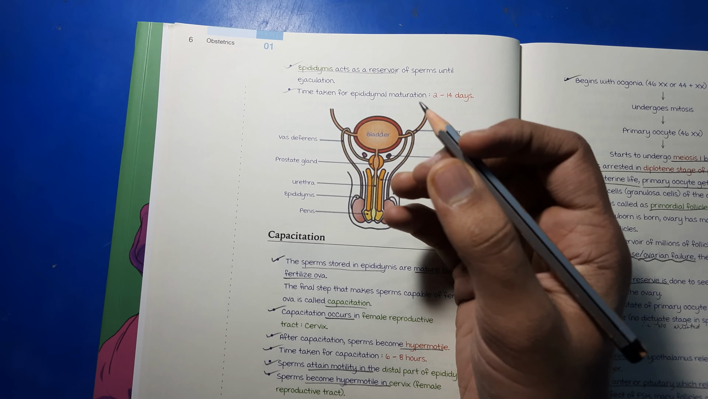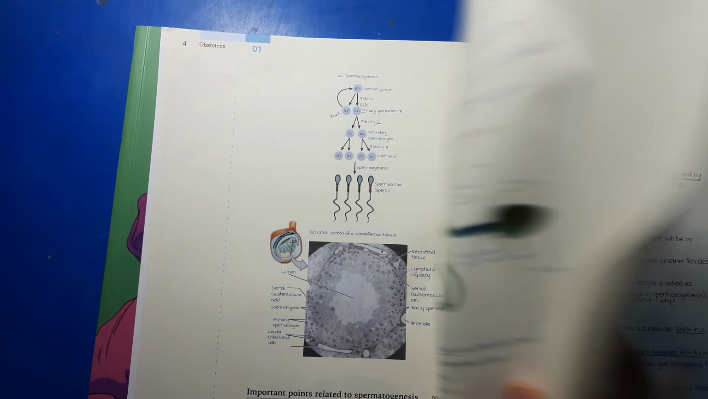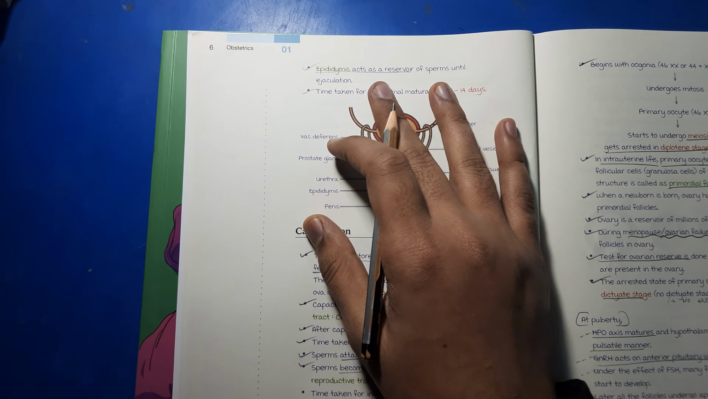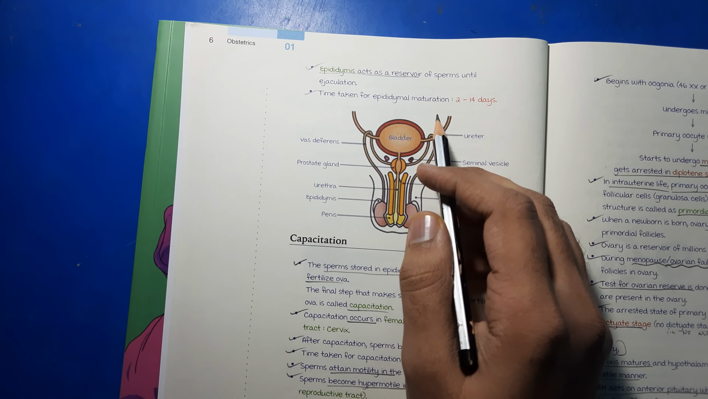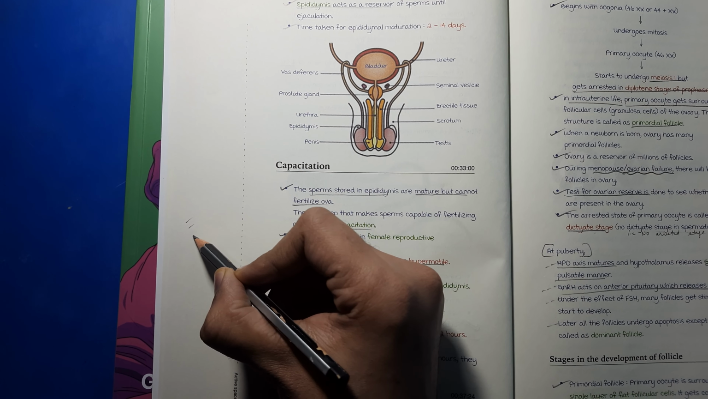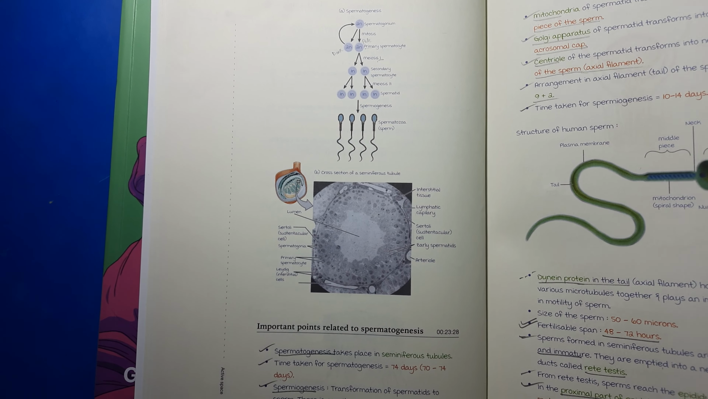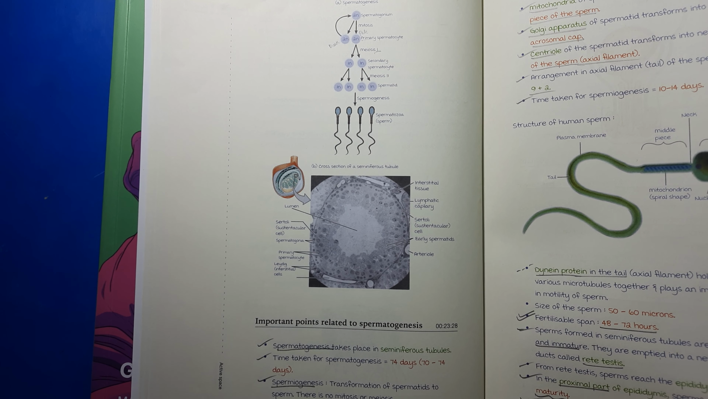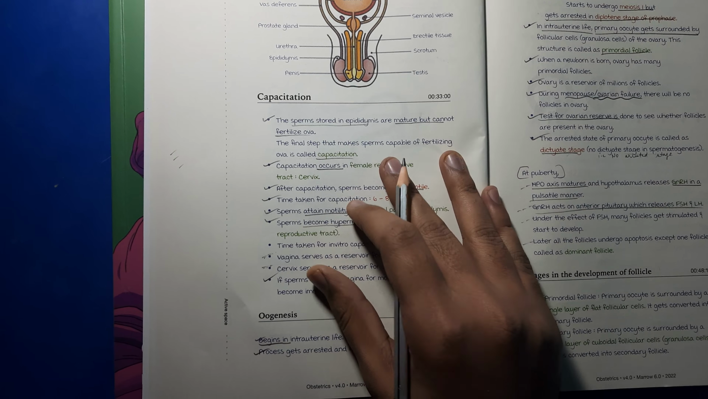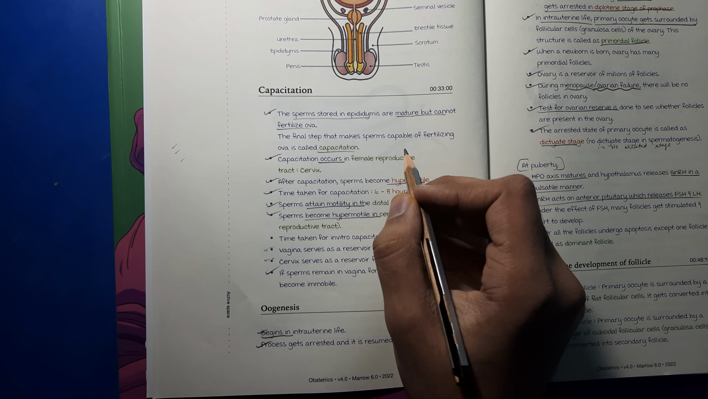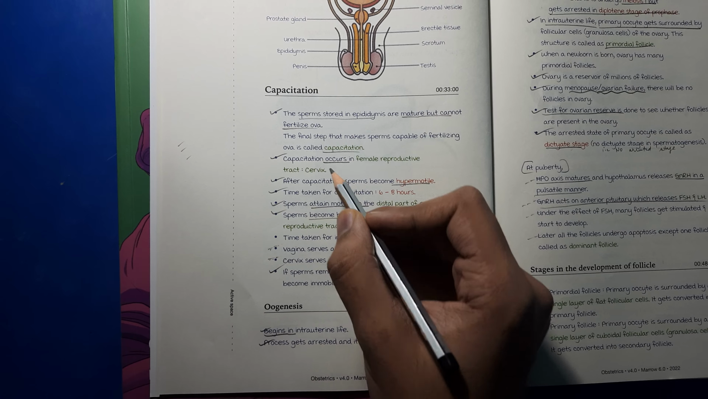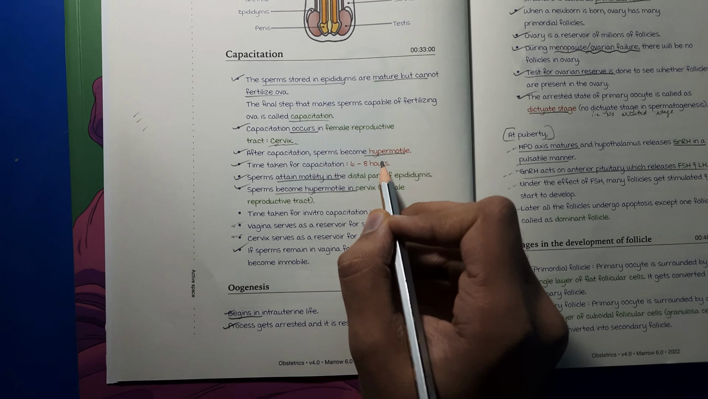So three things occur in the epididymis: there is maturation, there is motility gaining, and storage. The distal parts give motility, the proximal parts give maturity, and they also stay there until ejaculation. Then comes capacitation. So first spermatogenesis, then spermiogenesis, then maturation and motility gaining in the epididymis, and fourth is capacitation. The sperms stored in the epididymis are mature but cannot fertilize the ovum yet. So the final step before fertilization is capacitation, which occurs in the female tract, the cervix. After capacitation, what occurs? They become hypermotile.